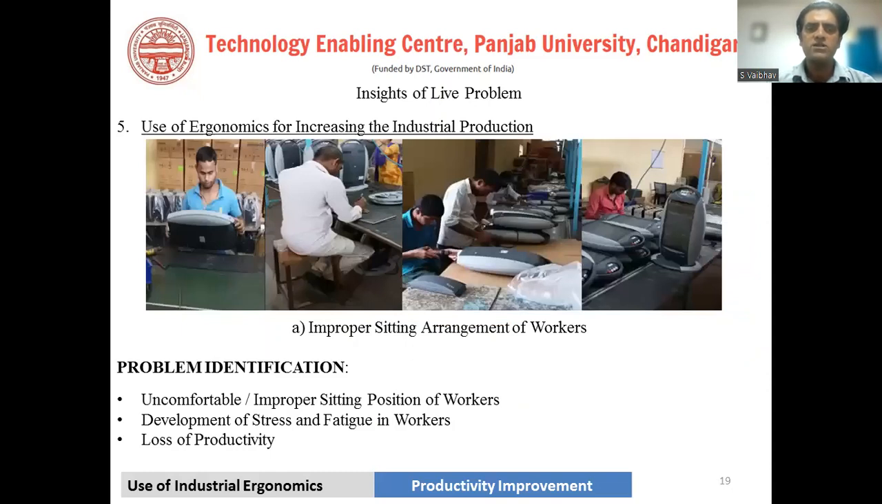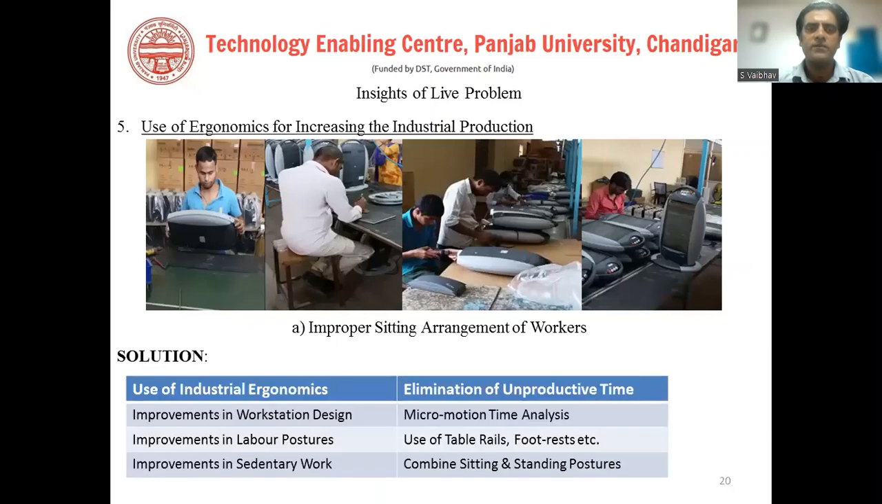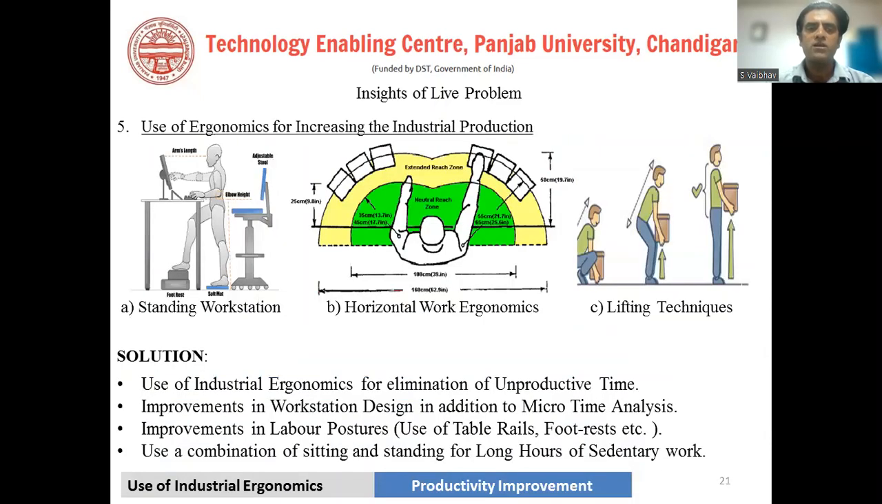As seen from the images, one can see that there is an improper sitting arrangement for the workers that develops stress and fatigue in the workers, and there is a loss of productivity. The proposed solution could be in terms of improvement in workstation design, like micro motion time analysis, improvement in labor postures with the use of table rails, footrests, and the improvement in sitting posture with a combination of sitting and standing postures. These are some of the available literature for standing workstation design, for horizontal work ergonomics, and for lifting techniques.